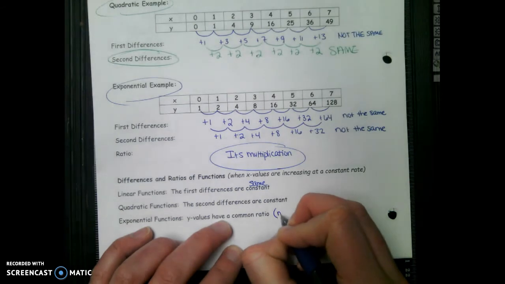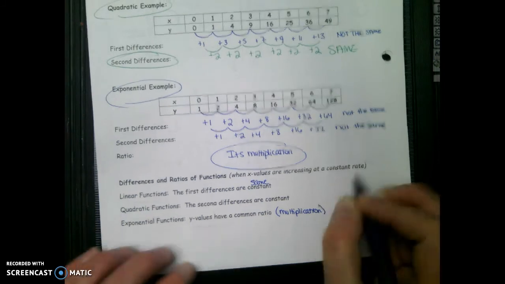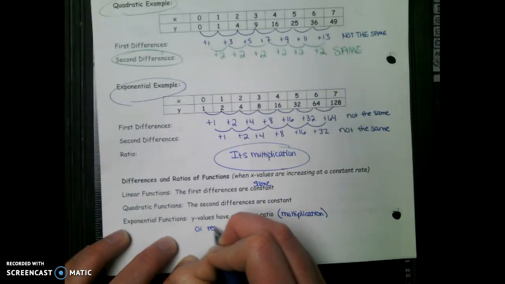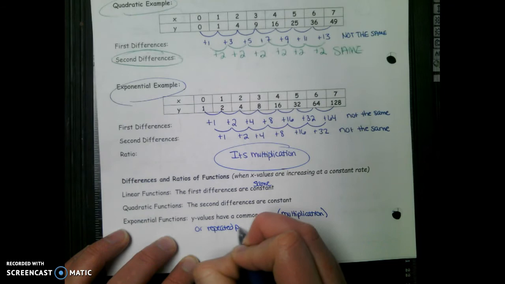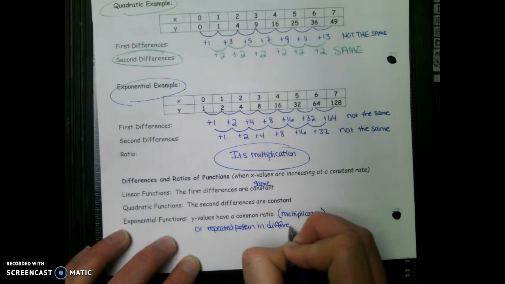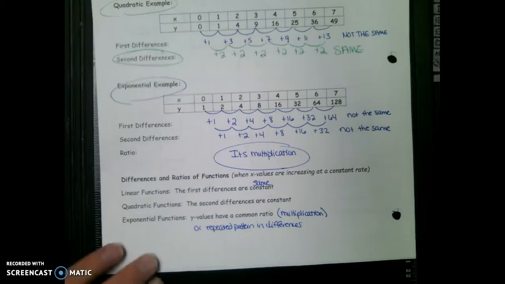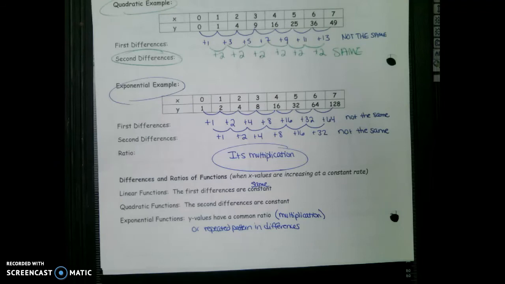I want you to put next to that multiplication or repeated pattern in differences. So when we find that first level of differences, second level of differences, whatever, you're seeing those same numbers popping up over and over in the same pattern. If you see that pattern happening over and over, you might think, wait a minute, this might be multiplication. Let's check multiplication. Oh, look, it's an exponential function.